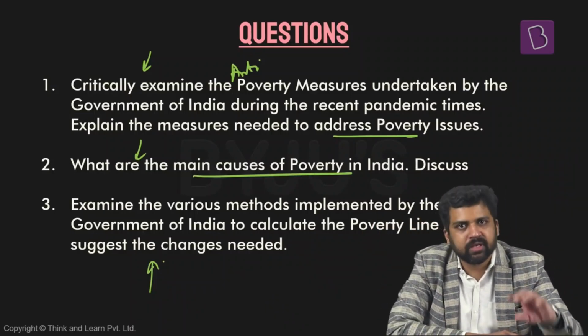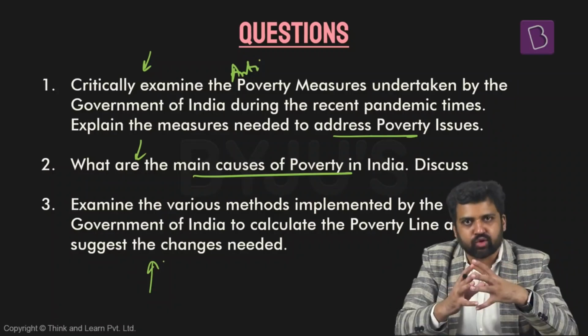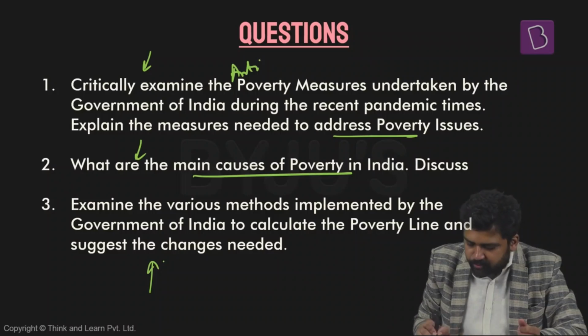What are the main causes of poverty in India? Discuss something that we already talked about: social reasons, economic reasons. Put all these things together. Right? 50% social factors, 50% economic factors. Examine the various methods implemented by the government of India to tackle poverty line and suggest the changes needed.